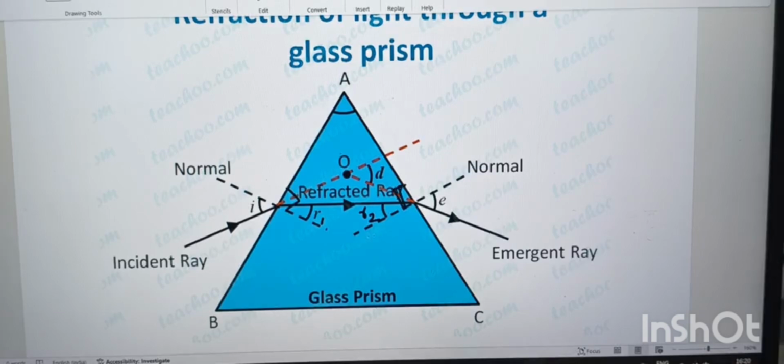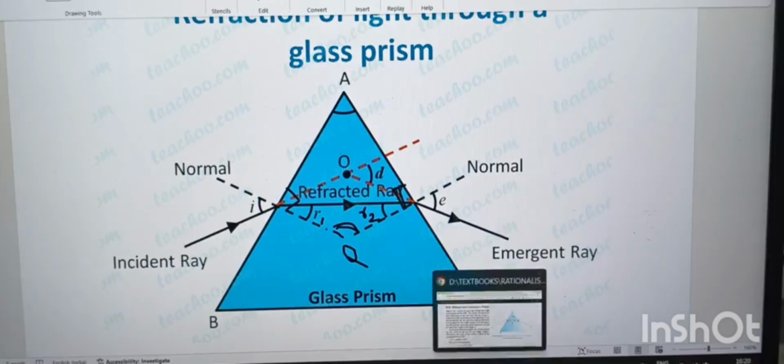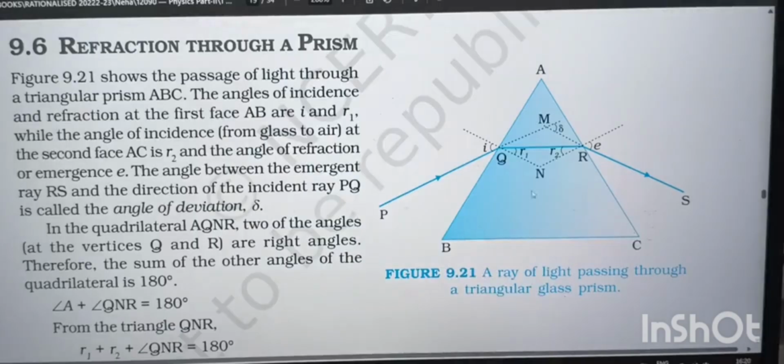Now how much more? This angle and this angle is still left. To make it 360, how much more angle is needed? 180. So here 90 plus 90, already 180 is there. So that obviously means angle A plus angle Q, if you add, you have to get 180. Then only, if you add all the angles in a quadrilateral, you'll get 360. So that is what they have written over here. Angle A plus angle QNR is 180 degrees.